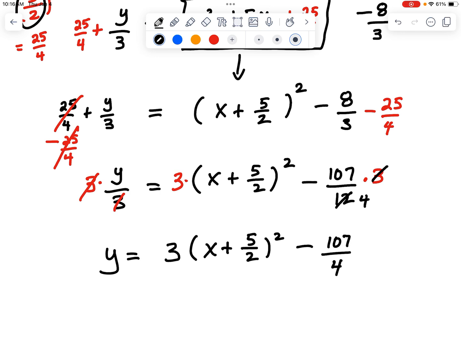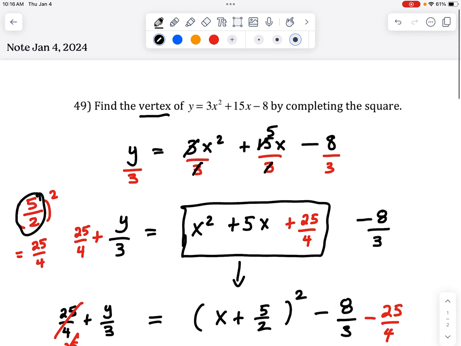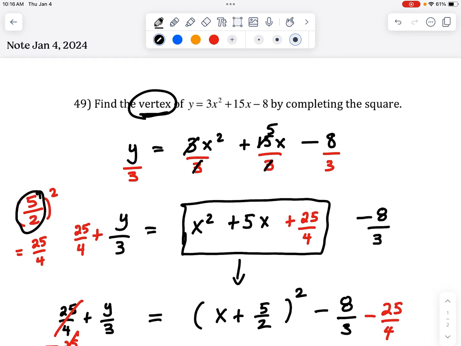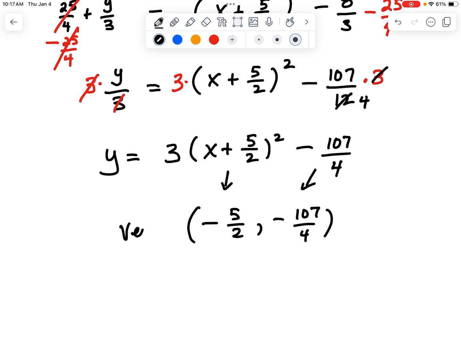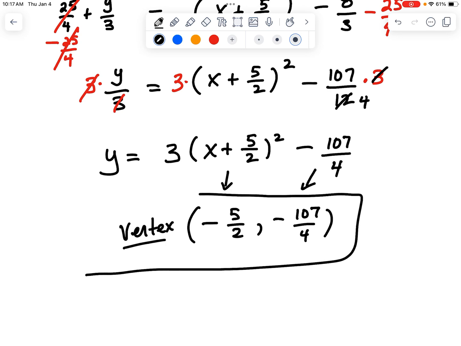And then finally, I forgot what the question asked for. Oh, find the vertex, that's right. So the vertex, now that we have it factored, that's easy. You just take the opposite of this number, and that's what x is going to be, negative 5/2. And then whatever this is, that's the y value, negative 107 over 4. And then I'm just going to label it, that's the vertex, and put a box around it, and a check mark, and it's done.